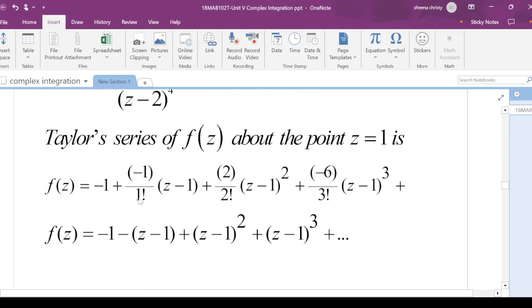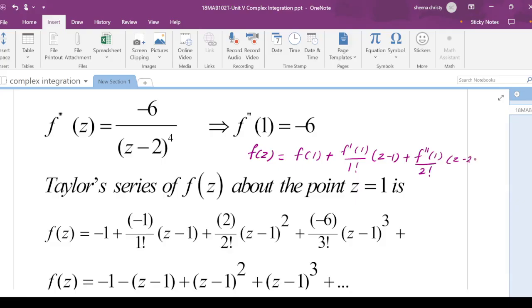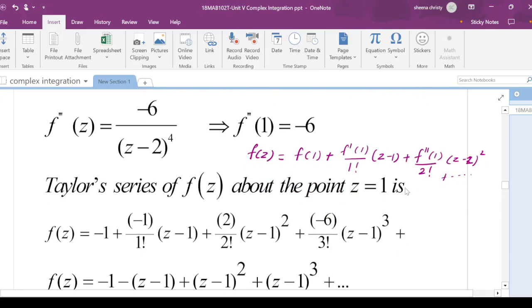Now substitute in the formula. What is the formula? You are going to have f of z equal to f of 1 plus f dash of 1 by 1 factorial into z minus 1 plus f double dash of 1 by 2 factorial into z minus 1 the whole square, etc. Already we found out the values of f of 1, f dash of 1, f double dash of 1 and f triple dash of 1.